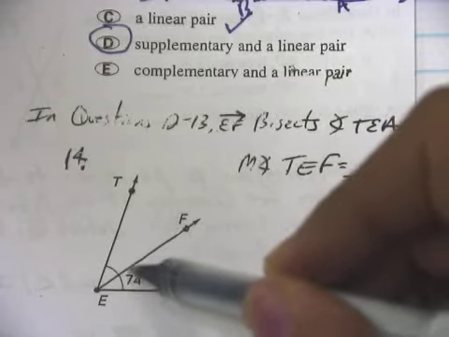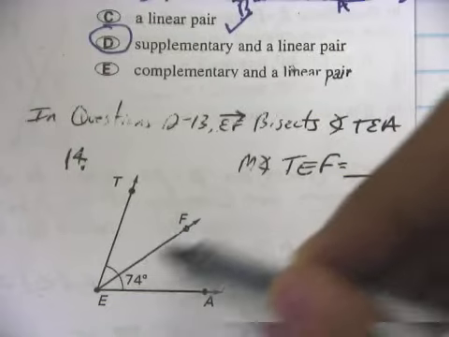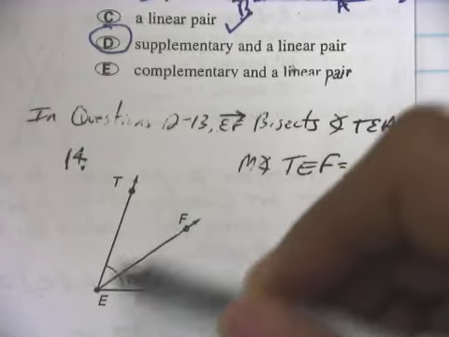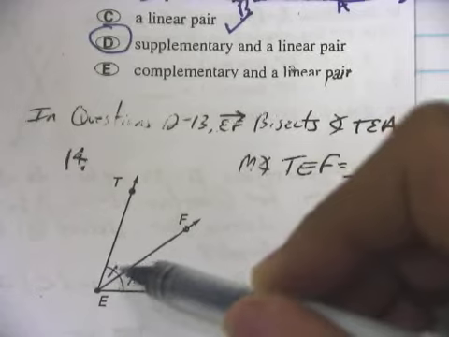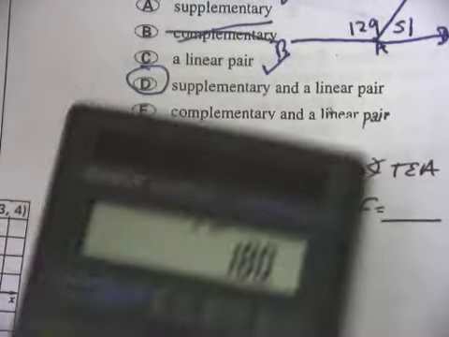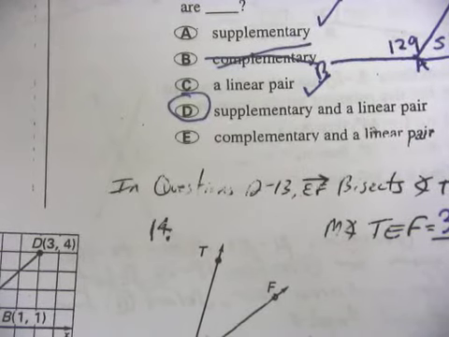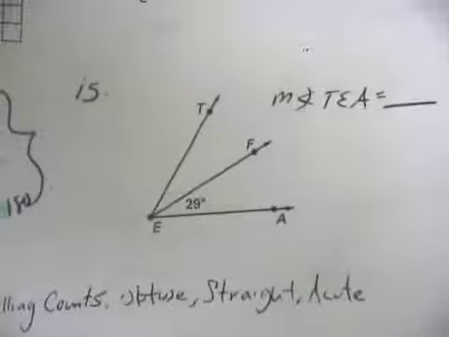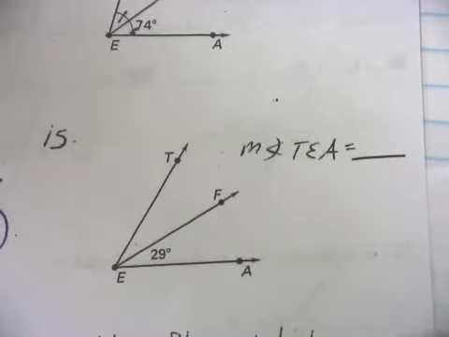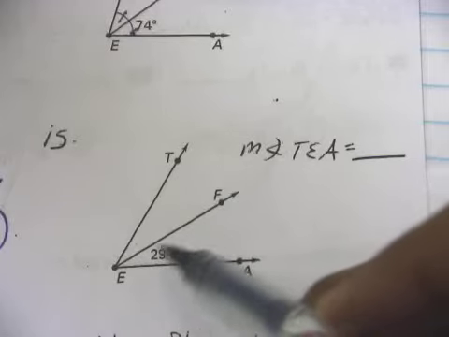In question number 14, they tell us that EF bisects angle TEA. Now you see the little dash right here? This little arc right here means that the whole angle is how big? 74 degrees. So if this whole angle is 74 degrees and EF is bisecting it, and I'm looking for angle TEF, well then these are two congruent angles, which means 74 divided by 2. So if I take 74 divided by 2, I get 37. So this right here is 37 degrees.